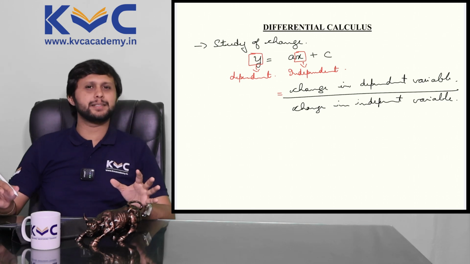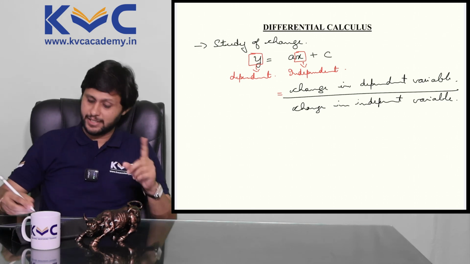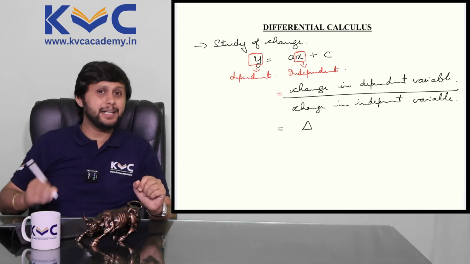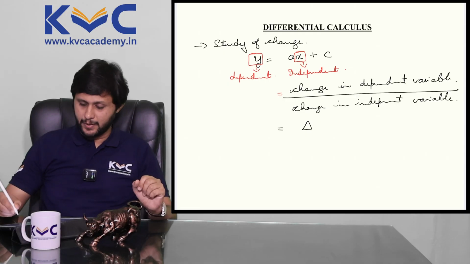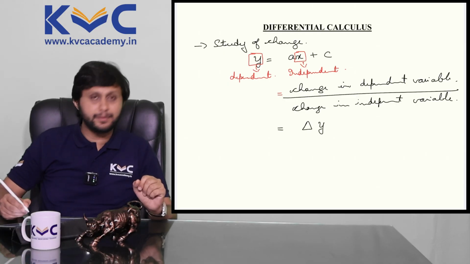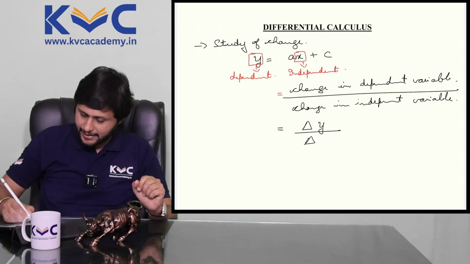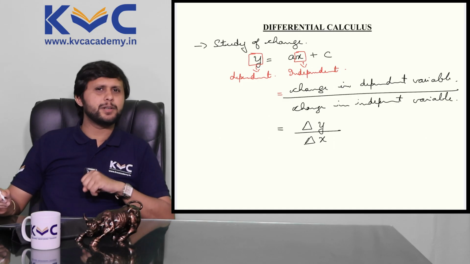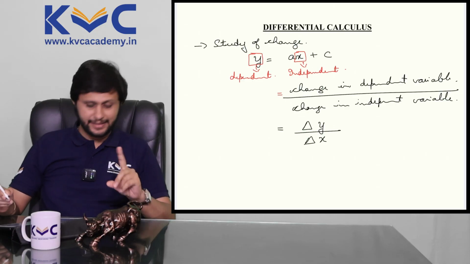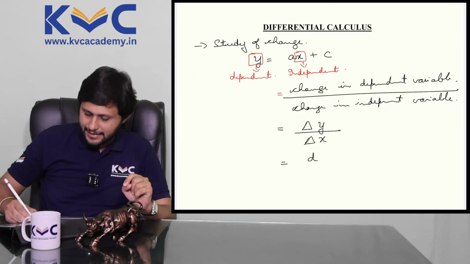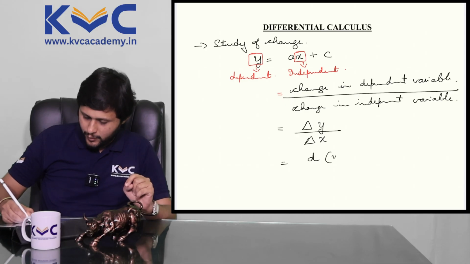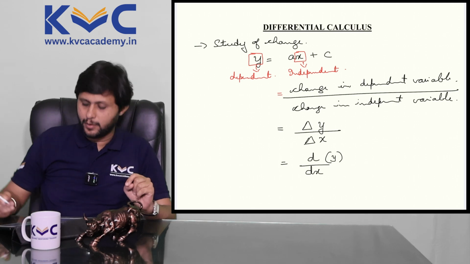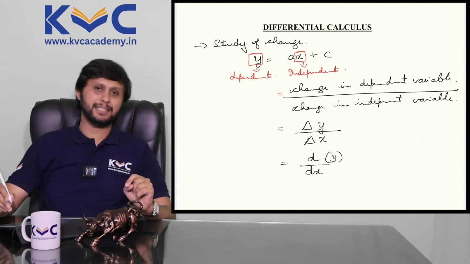You must have come across this in economics also. How do we write change? Change is denoted by delta. So we have delta, dependent variable. Which one is a dependent variable over here? Y, right? So we have delta y divided by delta x. Perfect. What is the first letter of the word delta? D. So we call this as d of y, delta of y with respect to delta of x. So that's how we get dy by dx.